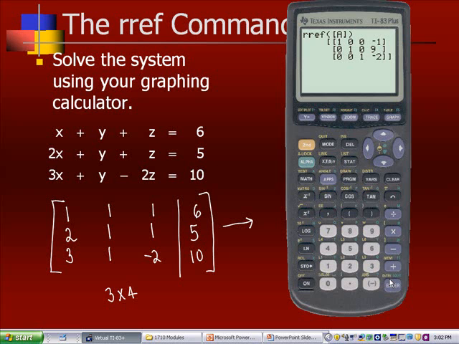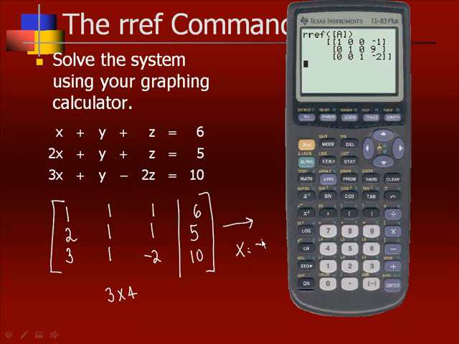And then when we press enter, it gives us 1, 0, 0, negative 1; 0, 1, 0, 9; 0, 0, 1, negative 2. Look at the last column because those are our answer columns, which says x is negative 1, y equals 9, and z equals negative 2, exactly like what we've been doing with the pencil and paper method.